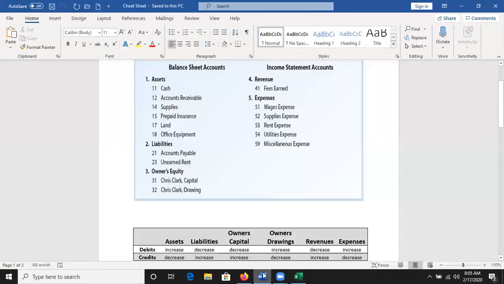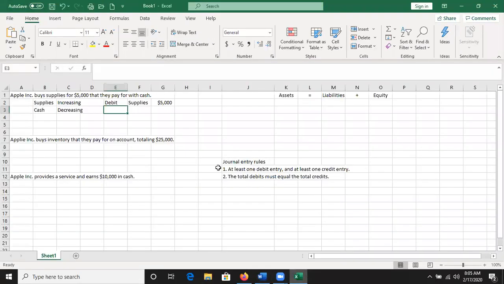Now we can do the same thing with cash. Go to the cheat sheet. Cash is an asset, just like supplies, but cash, we said, was decreasing. So when assets are decreasing, you have to credit them. So we're going to credit cash 5,000. And now we look.